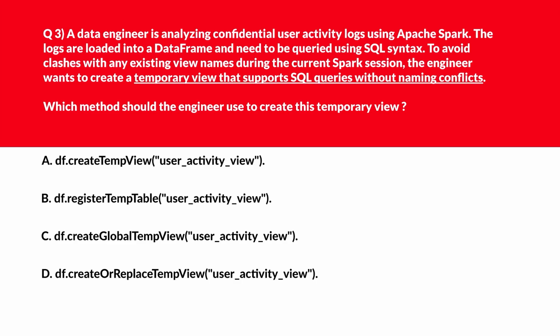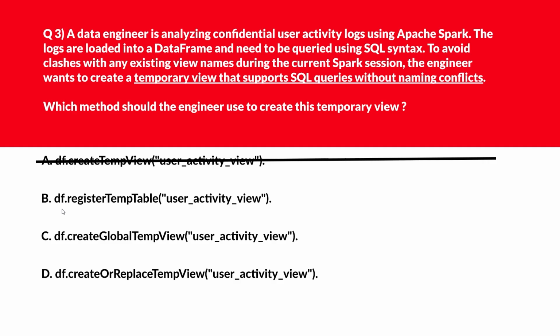This is all about temporary view. Option A, if we look, says df.createTempView user_activity_view. So df.createTempView user_activity_view fails if a view with the same name already exists. It's incorrect. Let's move to option B.